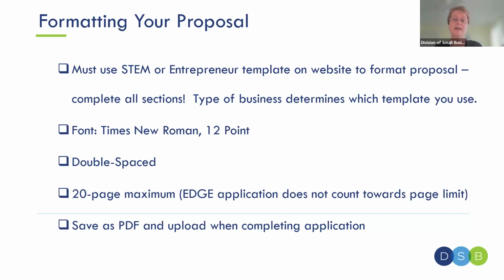Next, the font is Times New Roman, 12 point. The proposal template must be double spaced. That is double 2, not 1.5. There is a 20-page maximum for your proposal template. The stuff that Jory just covered does not count towards that 20-page max.